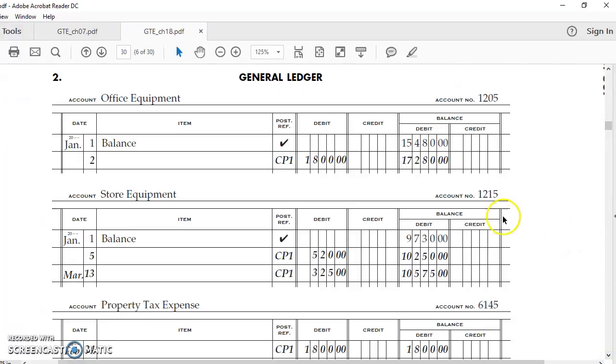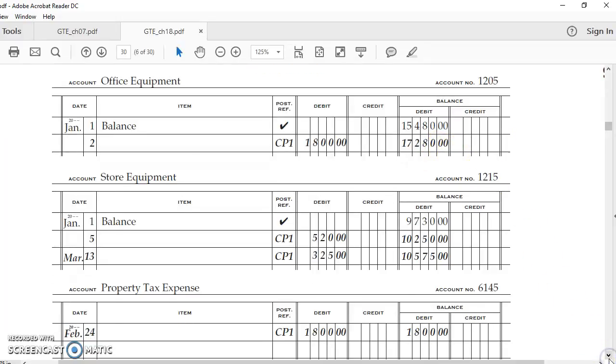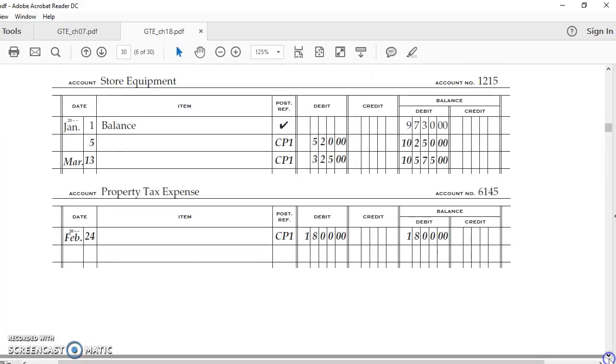Take a look at the postings. Your new balance for office equipment should be $17,280. Your new balance for store equipment should be $10,575, and property tax expense should be $1,800.